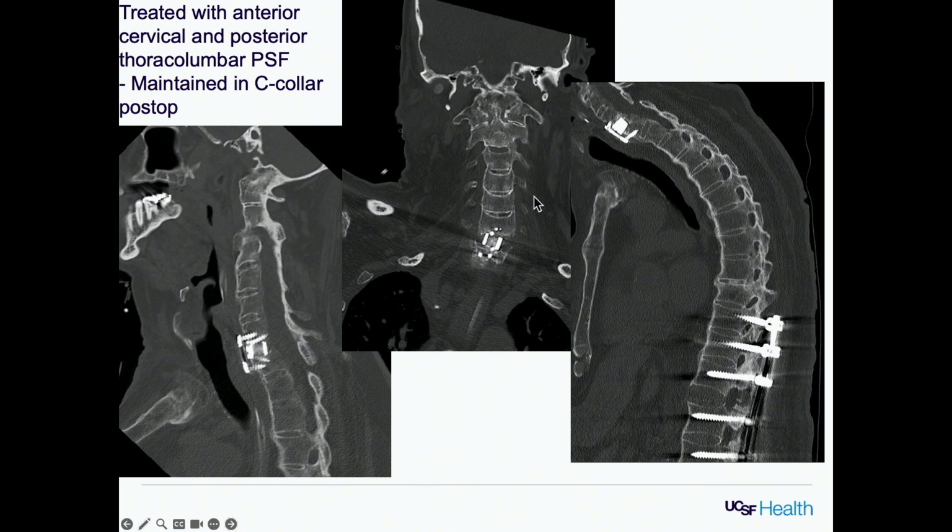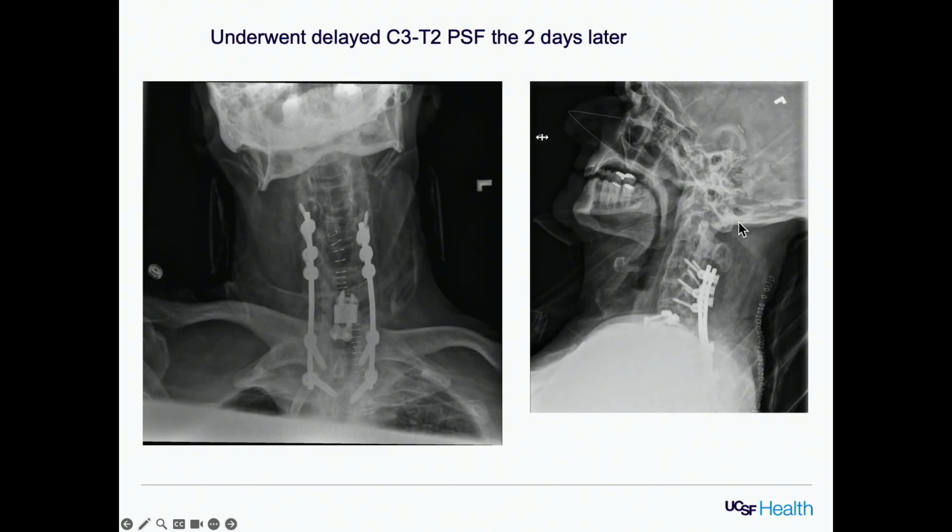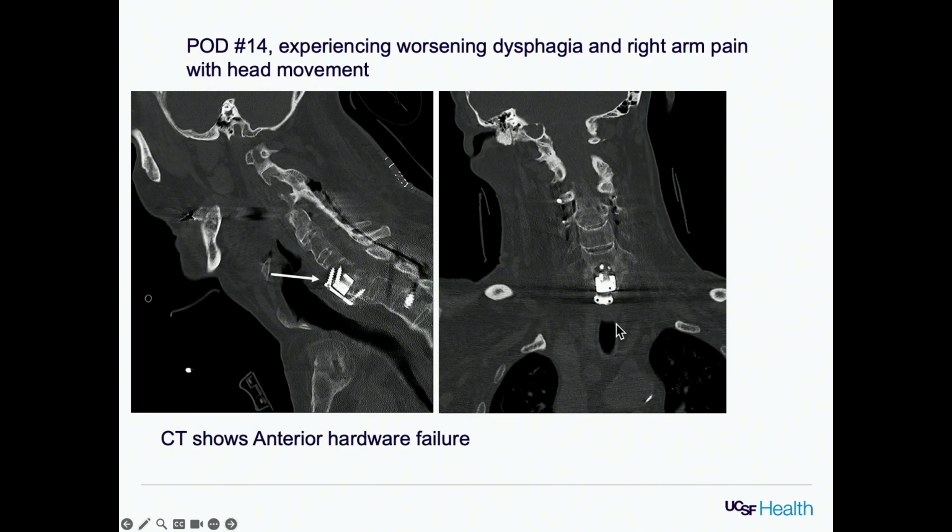We were able to maintain him in a collar post-operatively. Again, he has high thoracic kyphosis in the upper thoracic levels, but we were able, for the most part, to achieve some modest correction through his fracture. So, delayed posterior fusion to augment the anterior construct 2 days later, just 3 up, 2 below. And then about 2 weeks after, as he's rehabbing in the hospital, he starts having increased dysphagia as well as some right arm pain, and we noticed some screw pullout at his construct at C6-7.